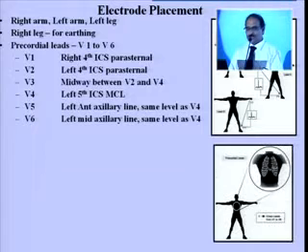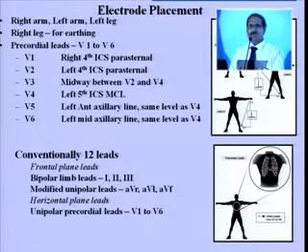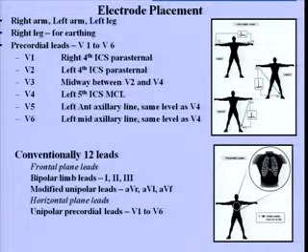There are 2 types of leads in a conventional 12-lead ECG: frontal planes and horizontal planes. The frontal plane has 3 bipolar limb leads, 1, 2, 3, and 3 unipolar leads, which are augmented VR, augmented VL, and AVF. And there are 6 horizontal unipolar precordial leads from V1 to V6.